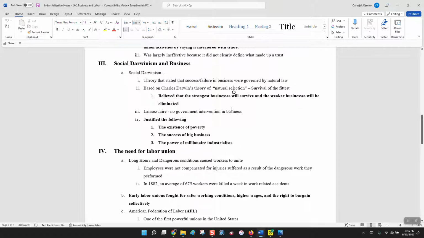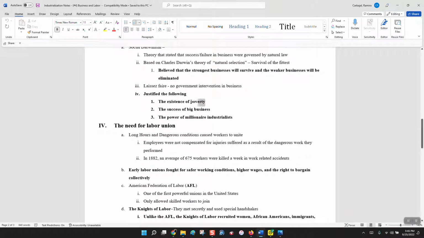And they believed in this idea that the government should not get involved in business, called laissez-faire, that let business handle business. Why? Because then they could do whatever they wanted. And it justified the following: poverty, that there should be poor people because there's going to be people on top and people on the bottom. It's just they happen to be on top.